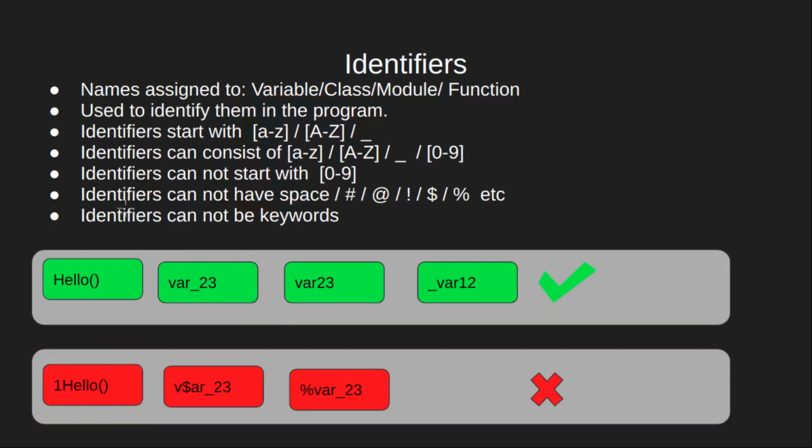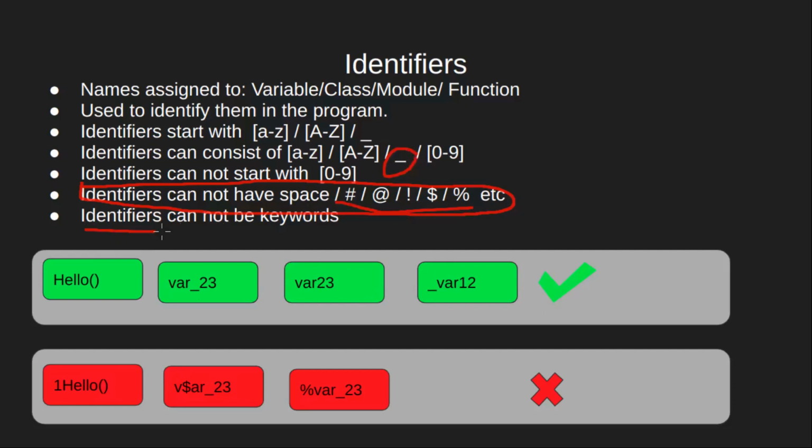Identifiers cannot have space in between, or any of these characters that you see listed here. Hash mark, at, exclamation, dollar, percentage. They all are not allowed for many reasons. Some of them have special purposes, some of them have a different meaning in the language. So these special characters are not part of any identifier. The only special character that you can use is an underscore as a part of the identifier.